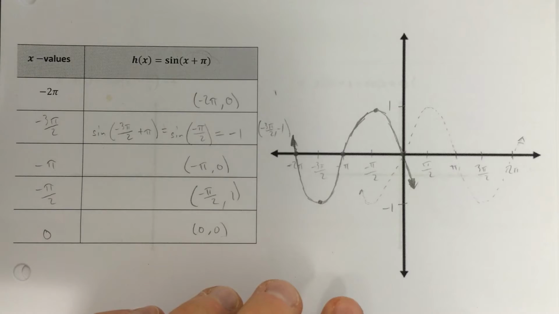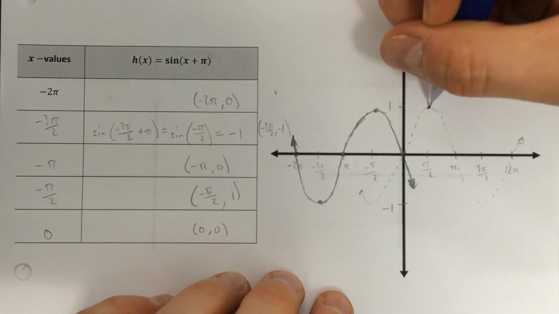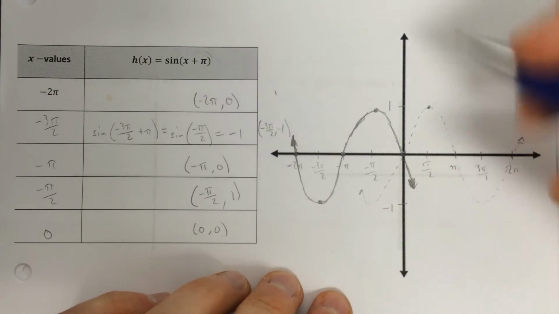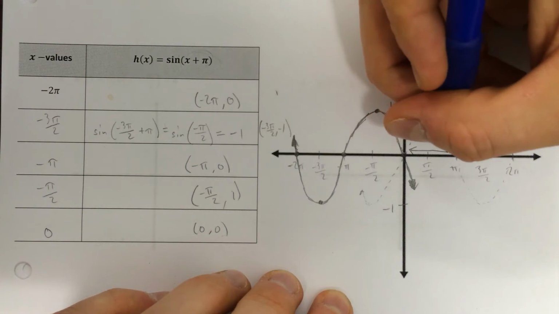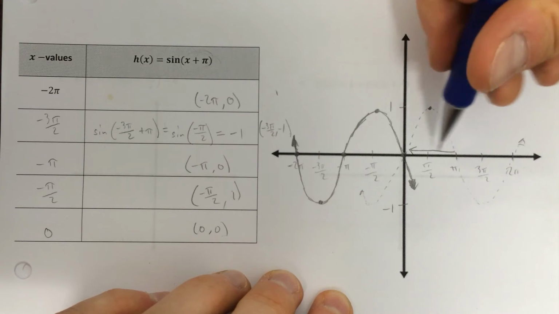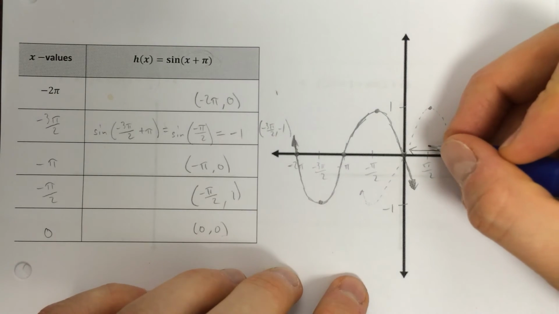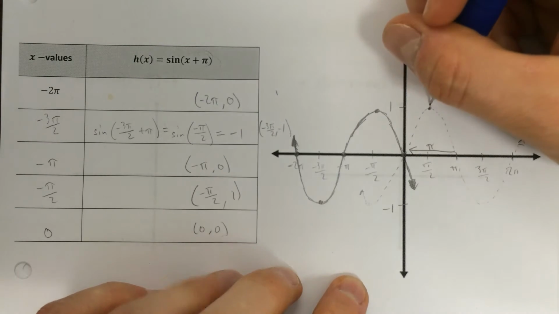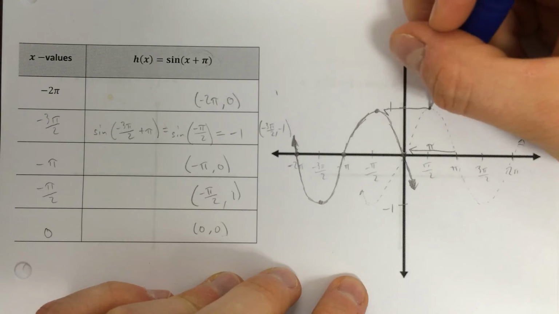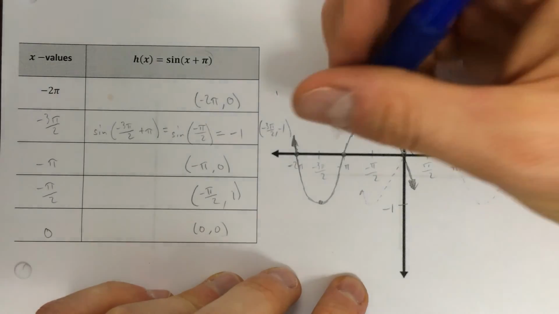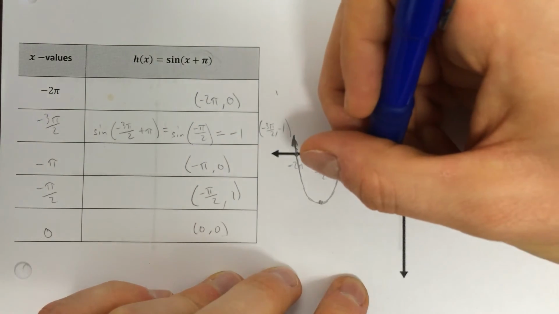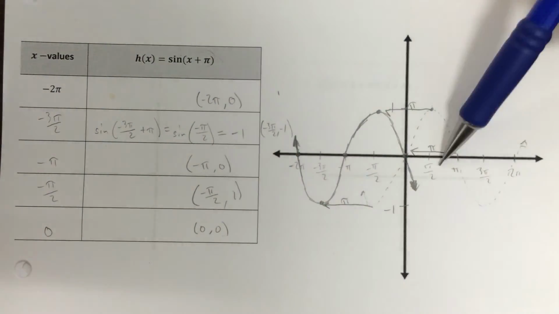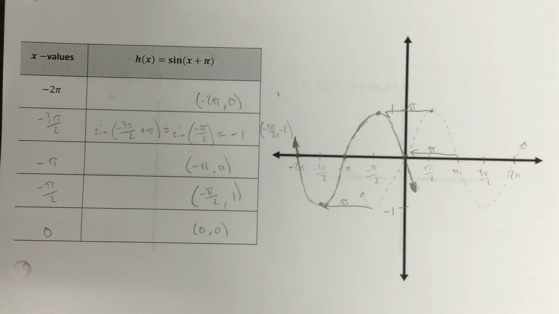And what's happening here is every point, if this is our parent function here, is being shifted to the left. And if I'm here at pi and I shift to the left and get to 0, I'm shifting to the left pi units. So from pi over 2, if I shift to the left, I'm subtracting pi. It's going to be at negative pi over 2. Okay, this point here shifted to the left, pi. All of our points are being shifted to the left, pi.